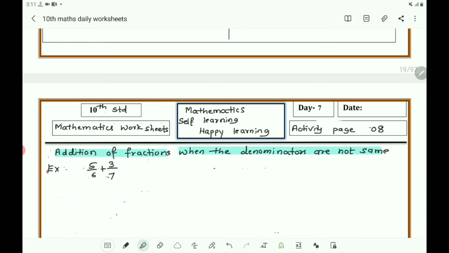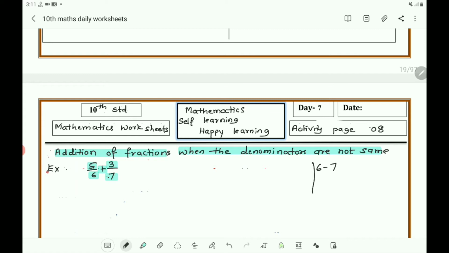See here. Take an example: add 5 by 6 plus 3 by 7. Observe the denominators here. The denominators are 6 and 7. You know the method of finding the LCM. Here 6 and 7 are co-prime numbers. You can also use the division method to find the LCM.